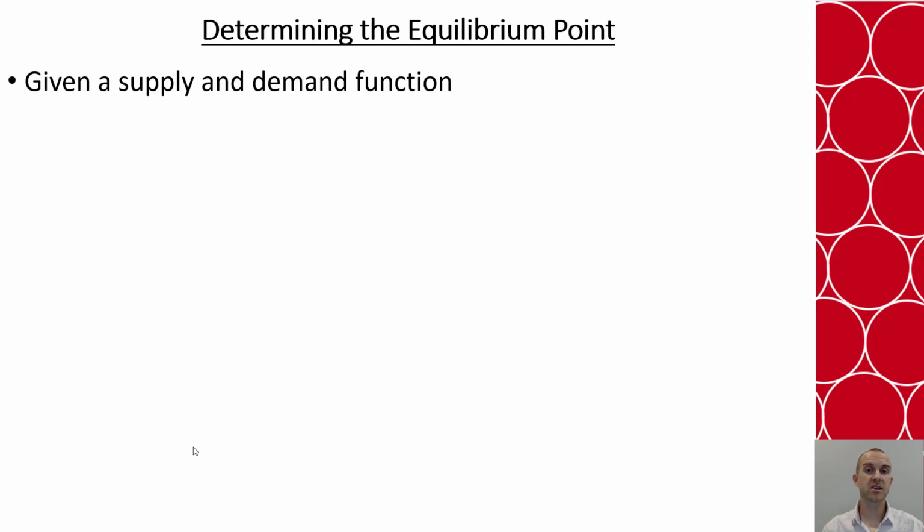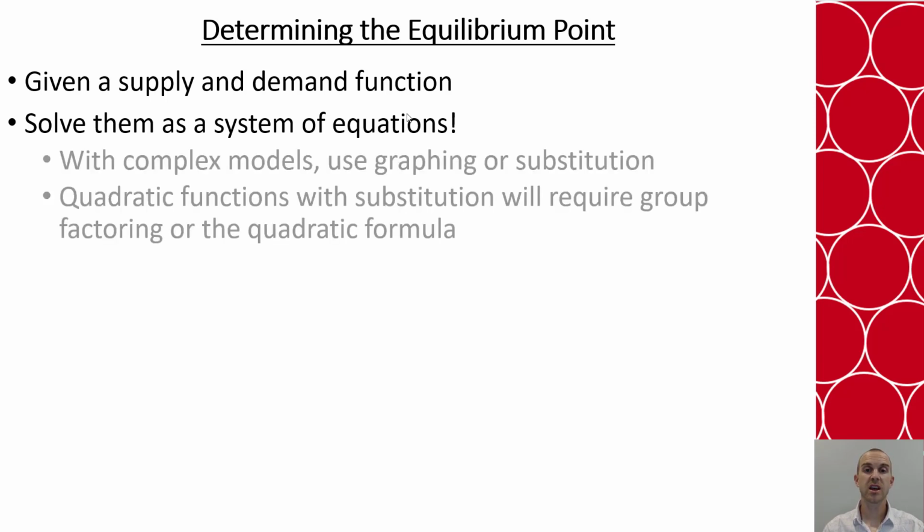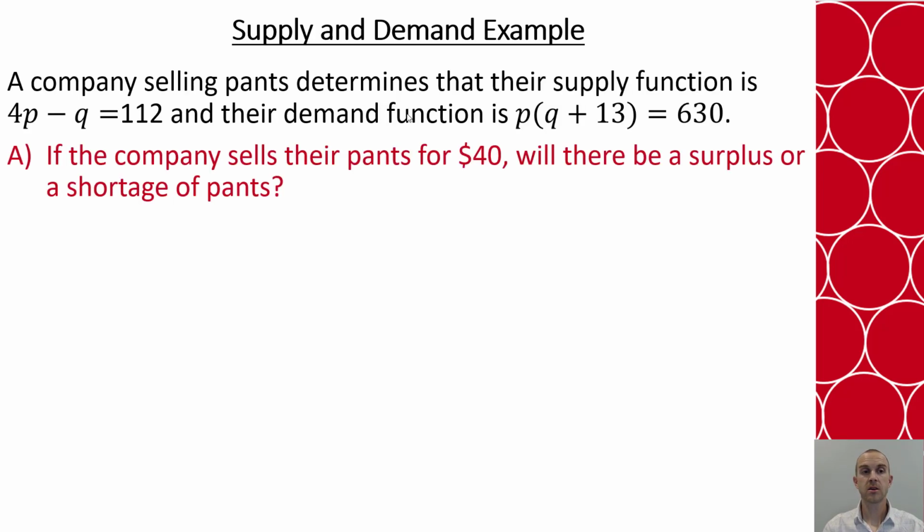So when we're trying to determine that equilibrium point, we will be provided two functions for supply and demand, and we're going to solve them as a system of equations. Often these are complex models, and so we want to use graphing or substitution. If it's a quadratic function and we want to use substitution, that's going to require the use of group factoring or the quadratic formula. So let's look at an example.